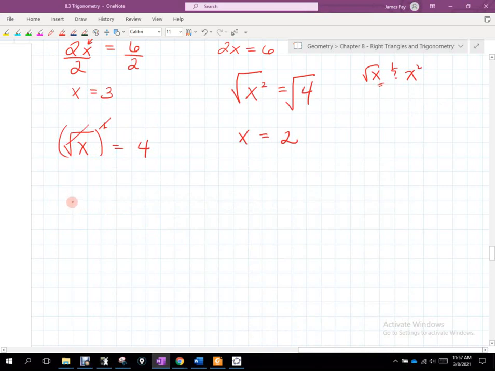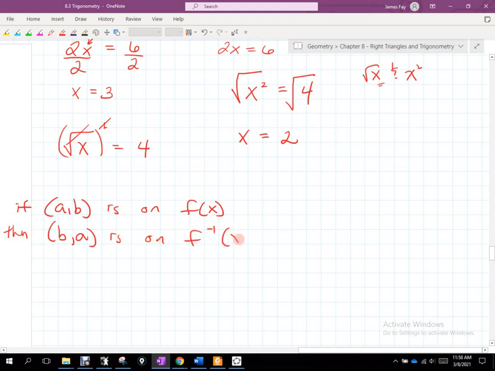Okay, so let me write it this way. If I have a function, so our function notation is f of x, okay? If a comma b is on f of x, then b comma a is on f inverse. That's how we read it. That's not an exponent. It's a superscript. It's a notation thing, and we read that f inverse or inverse of f. But what that means is if this is the input, that's the output. Down here, this output becomes an input in the other function.